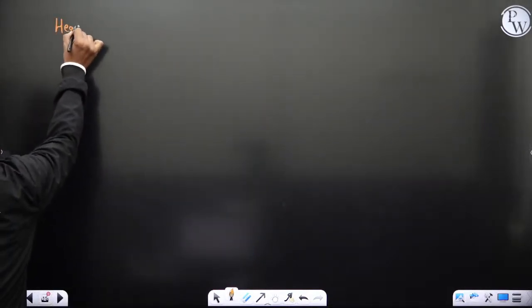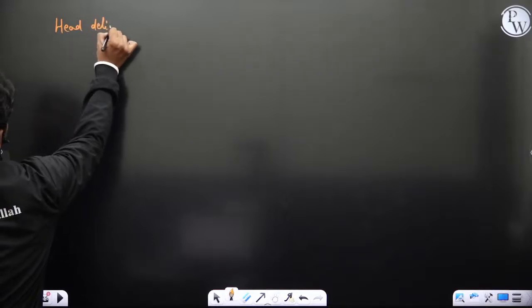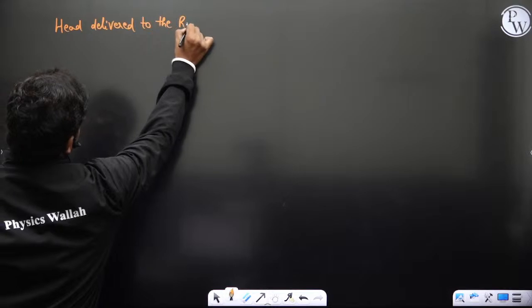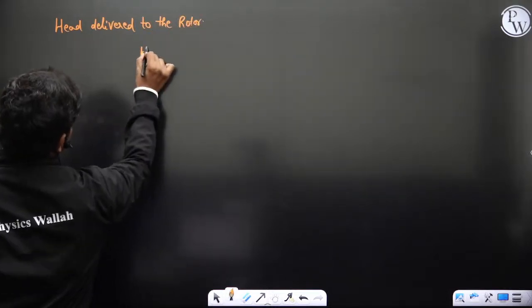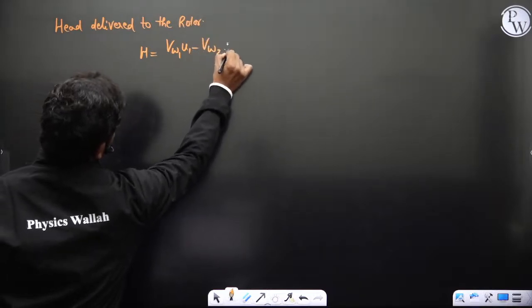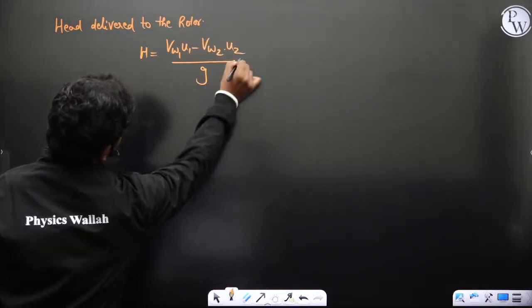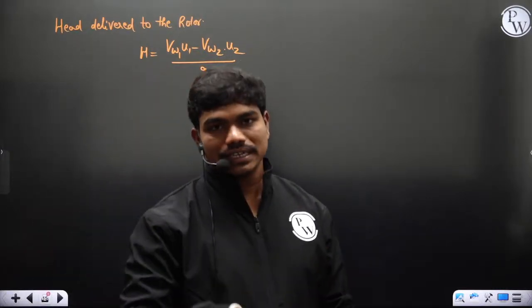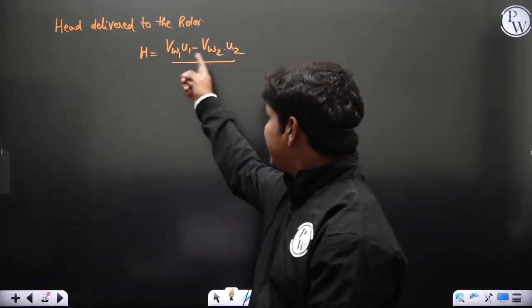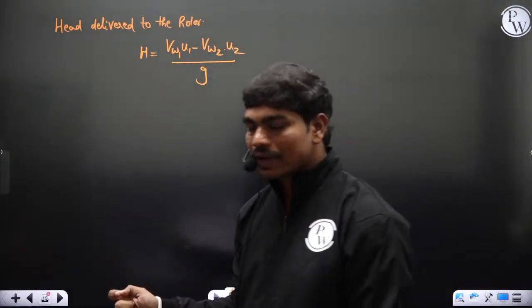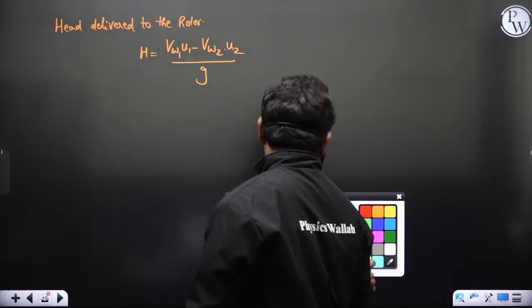Therefore, head delivered to the rotor is H equal to (VW1 U1 minus VW2 U2) by g. Okay, so this is what you have. Now normally if you look at a velocity triangle, identifying this VW1 is not straightaway. You have to do certain mathematical analysis for the turbines. Now let us see what you can do.